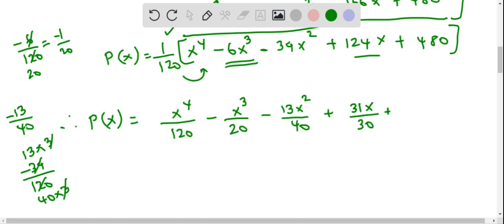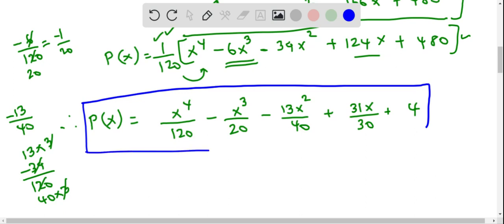And finally, we have to multiply this 1 by 120 with 480. It's equivalent to dividing 480 by 120, which gives 4. So this is the final expression for the polynomial p of x in descending form of x.